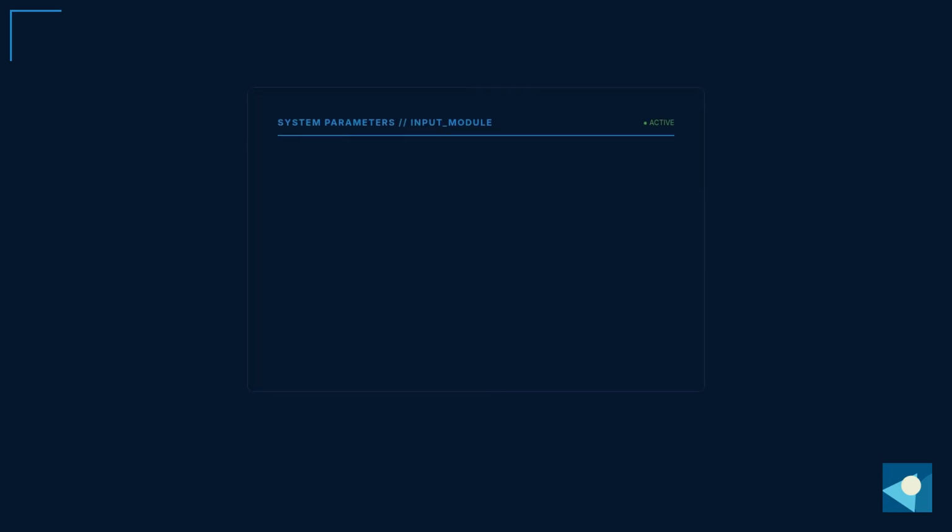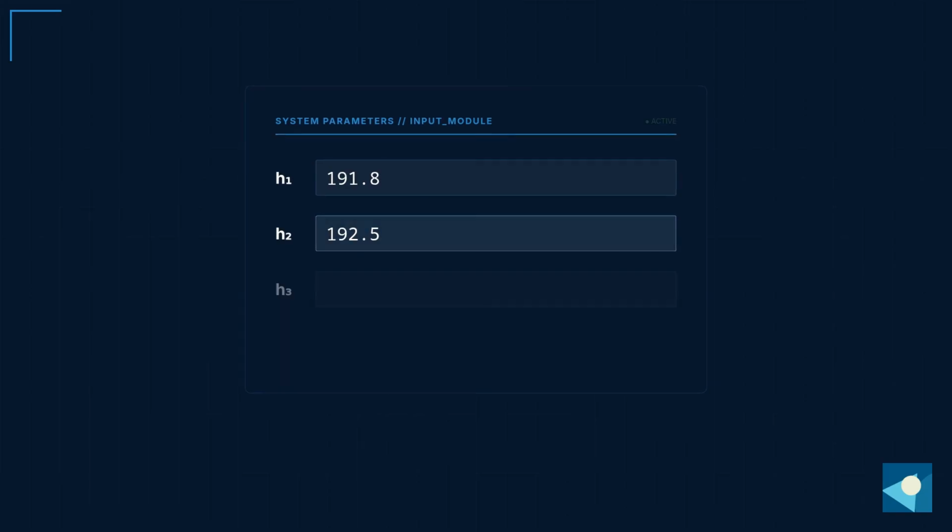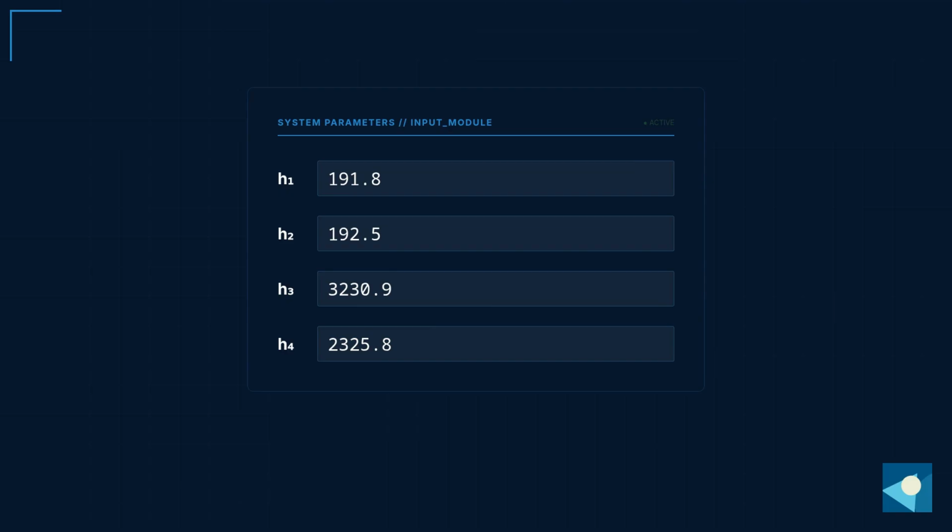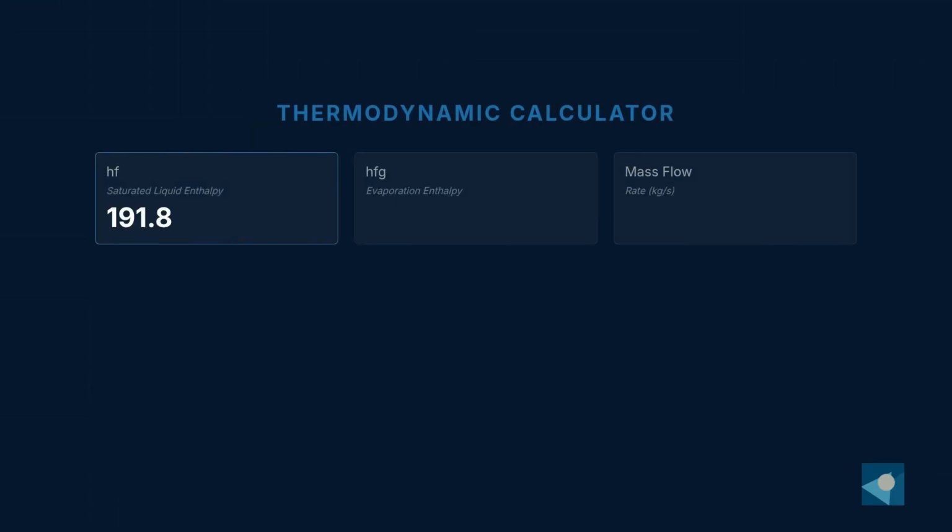Let's work through an example. I'll enter 191.8 for H1, 192.5 for H2, 3230.9 for H3, 2325.8 for H4, 191.8 for HF, 2392.8 for HFG, and 100 for mass flow rate.